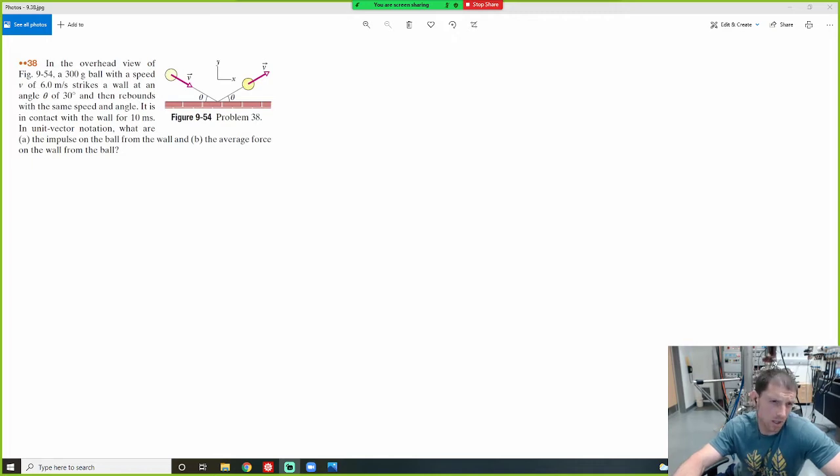So in the overhead view of the figure, a 300-gram ball with speed of 6 meters per second strikes a wall at an angle theta equals 30 degrees and then rebounds with the same speed and angle. It is in contact with the wall for 10 milliseconds, right? So that's 10 thousandths of a second. In unit vector notation, what are the impulse on the ball from the wall and the average force on the wall from the ball?